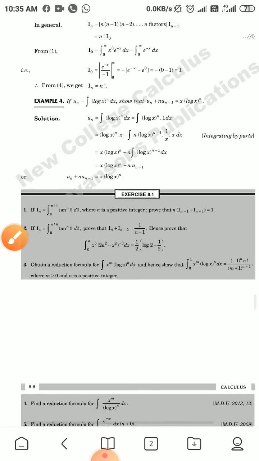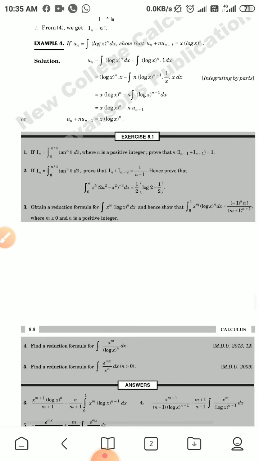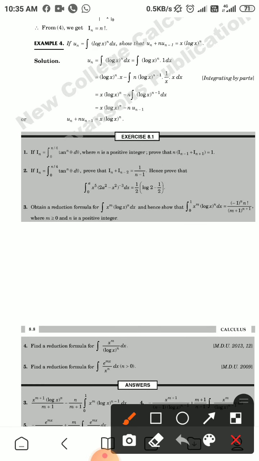Now taking example number fourth. If u(n) is equal to integral (log x) raised to power n dx, show that u(n) plus n u(n-1) is equal to x into (log x) raised to power n.